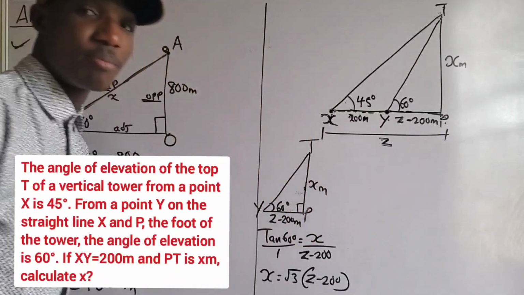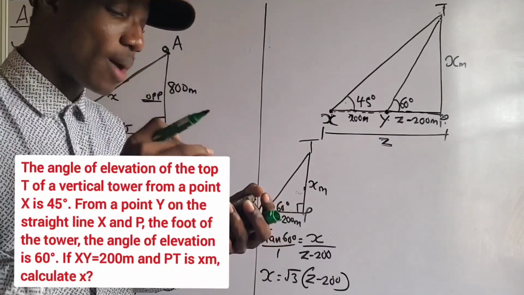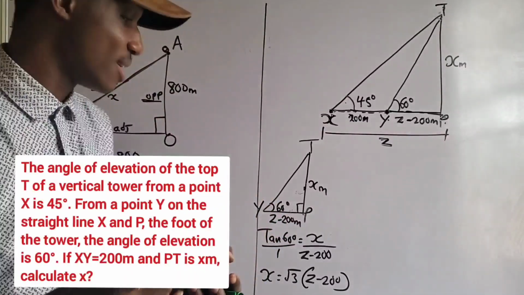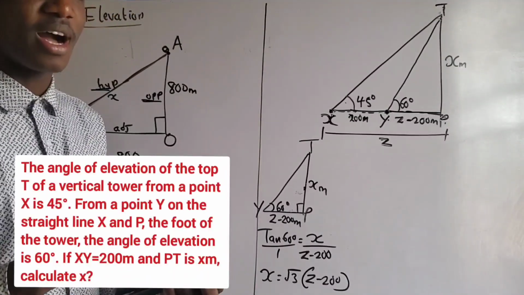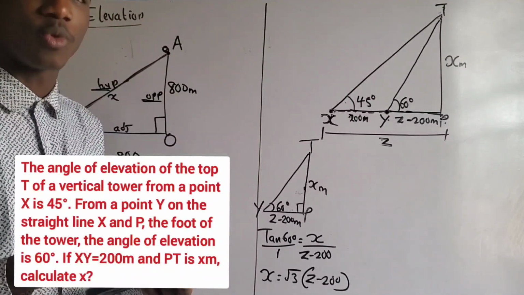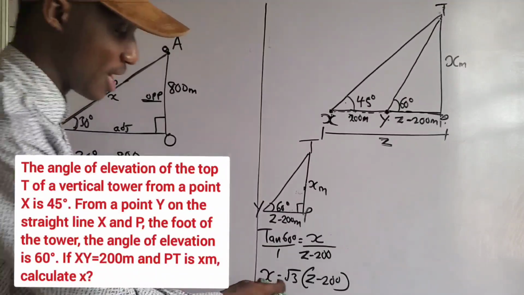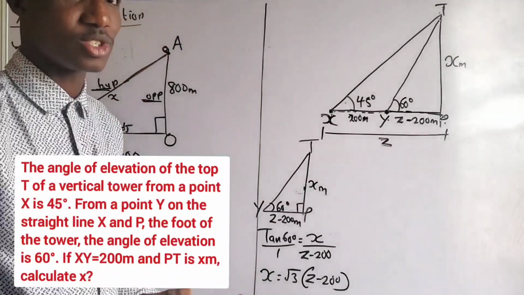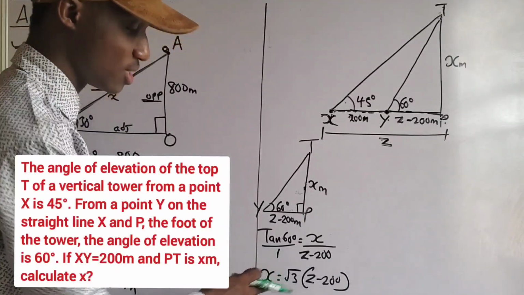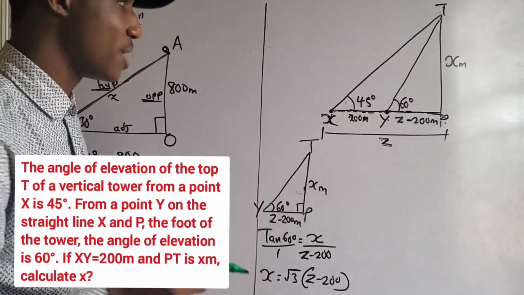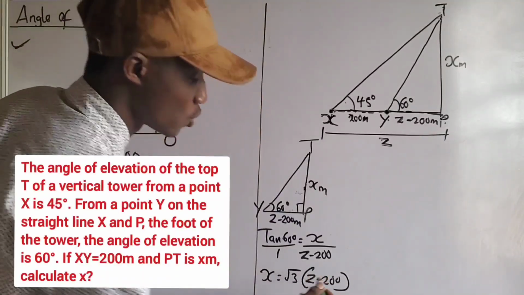You can put it in decimal form. Tan 60 will be 1.7321, but I prefer to put it in short form right now, and as we progress, I'm going to change it to decimal. Don't get worried about that. Tan 60 is root 3 or 1.7321. So X equals to root 3 multiplied by Z minus 200.